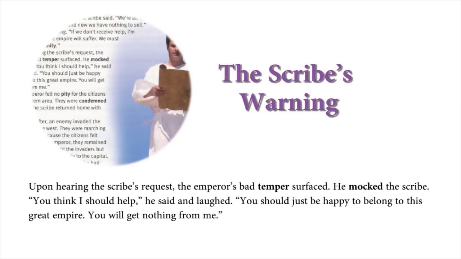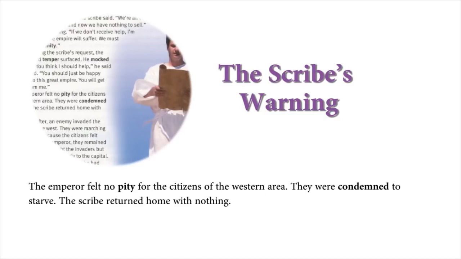Upon hearing the scribe's request, the emperor's bad temper surfaced. He mocked the scribe. "You think I should help," he said and laughed. "You should just be happy to belong to this great empire. You will get nothing from me." The emperor felt no pity for the citizens of the western area. They were condemned to starve. The scribe returned home with nothing.